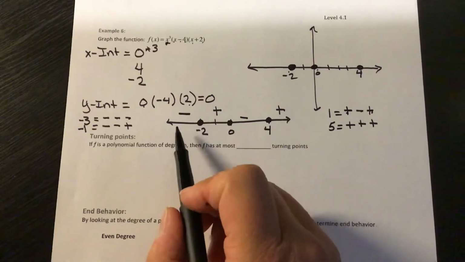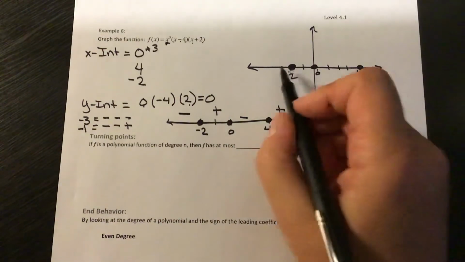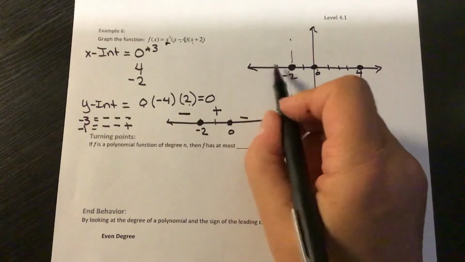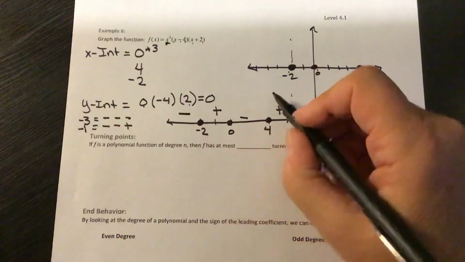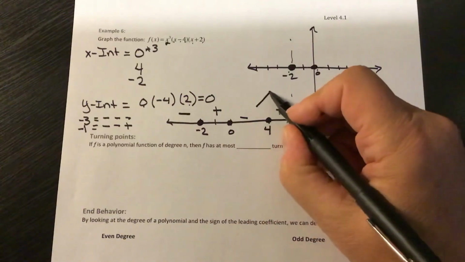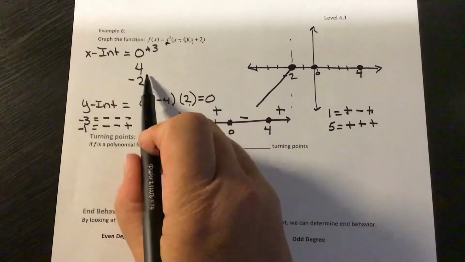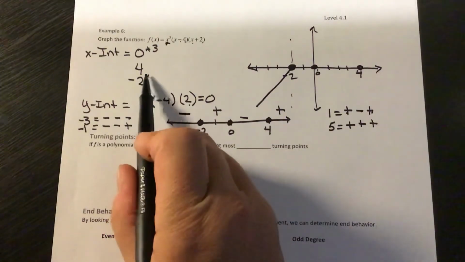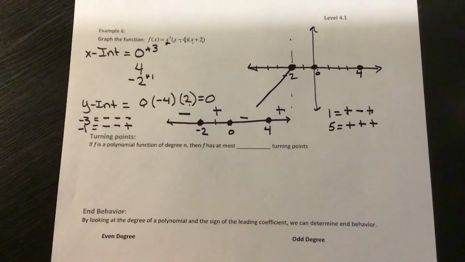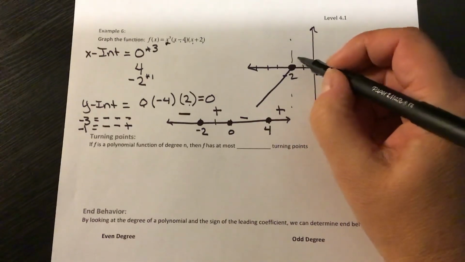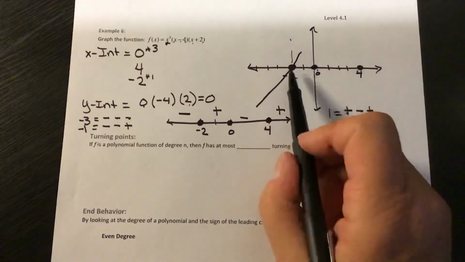So what this means here is I'm going to start below. My x values less than -2 are going to come up this way, and it's going to hit -2, and because -2 is there only one time, it's going to go up and through -2. So now it's going into the positive part.